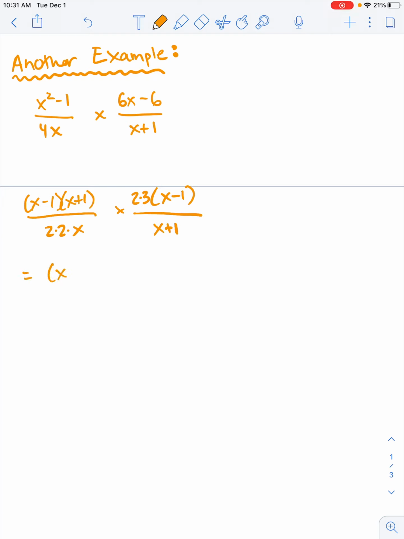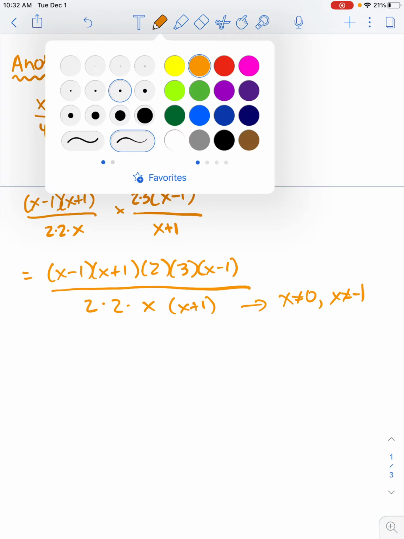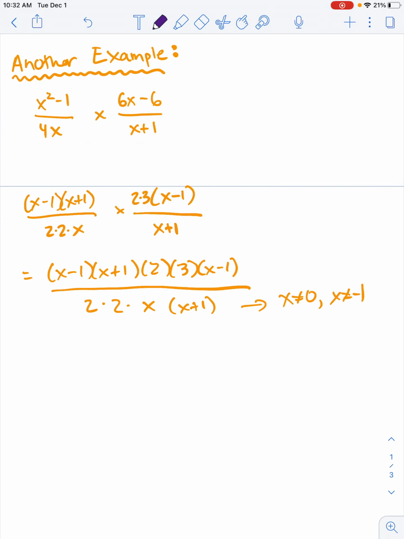Okay, cool. Combine these all into one term. And then here I'm gonna pick out my restricted values before I cancel anything. So x cannot be equal to 0, x cannot be equal to -1. Basically looking at what values of x would make the denominator 0. And now I can start canceling.